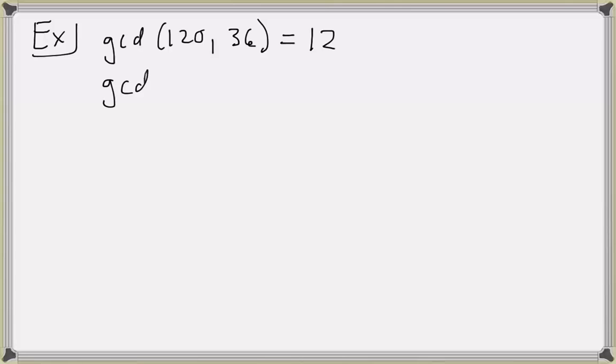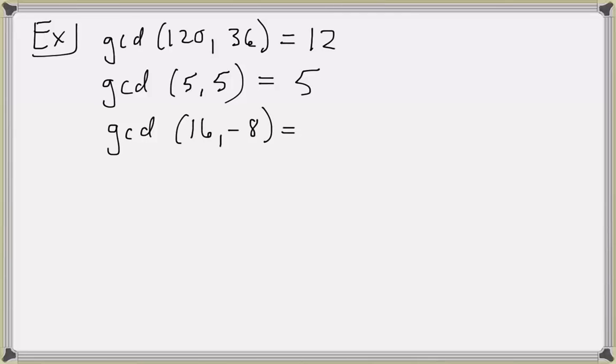Let's look at some examples. The greatest common divisor of 120 and 36 equals 12. The largest positive integer that goes into 120 and 36 is 12. The GCD of 5 and 5 is 5. The GCD of 16 and negative 8 is 8.